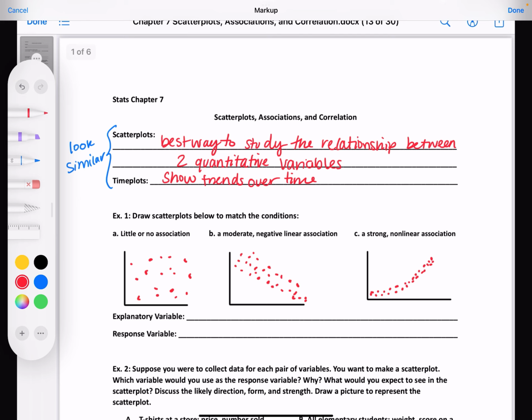All right, which variable is the explanatory variable? The x, which is the independent variable, also known as the predictor variable. Which one is the response variable? It's the y, and it's also known as the dependent variable.